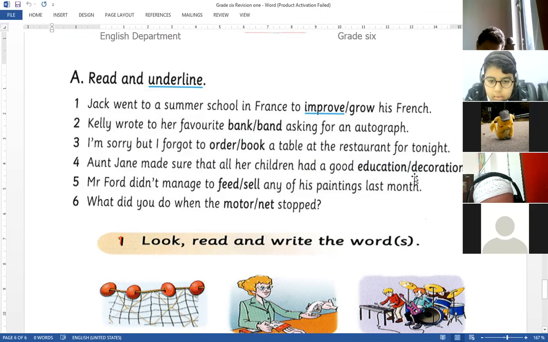The word feed and sell, what's the difference, Asil? Feed, to give what? Yes, food. To give food. But sell? The opposite of sell is what? Sold. No, the opposite, not the past. The opposite of sell is? When I sell my mobile, to buy a new mobile. I sold my old mobile to buy a new mobile. Bought. Yes, but you're telling me the past. Sell and buy. Do you understand? Yes. The past of sell is sold. The past of buy is bought.